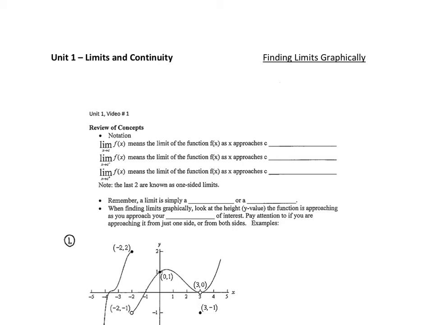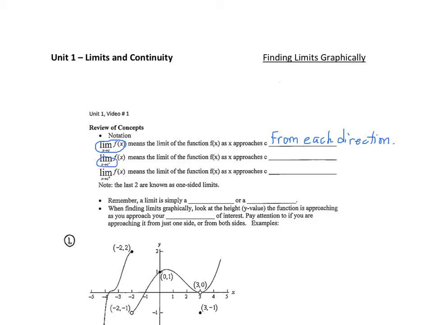Okay, we're going to start by reviewing how to find limits graphically. To begin, we need to go over some notation. So this is talking about the limit of the function as x approaches c. Now c is just some x value of interest. What's being implied here is that x is approaching c from each direction. Now that means from the left and from the right.